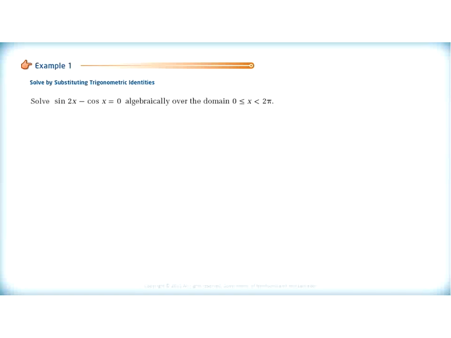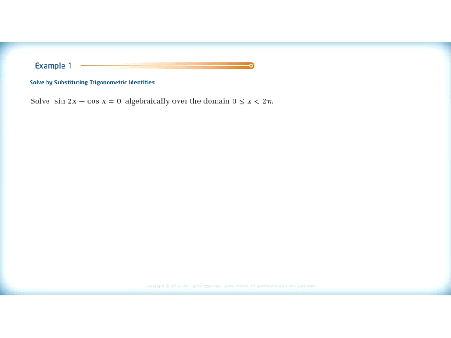Okay, let's have a look at some examples. The best way to deal with this is to simply do some examples that involve solving trigonometric equations. So the first thing we're going to do is solve by substituting trigonometric identities. So here's an example. We're asked to solve this equation, sine 2x, subtract cosine x equals 0, algebraically over the domain 0 is less than or equal to x, which is less than 2 pi.